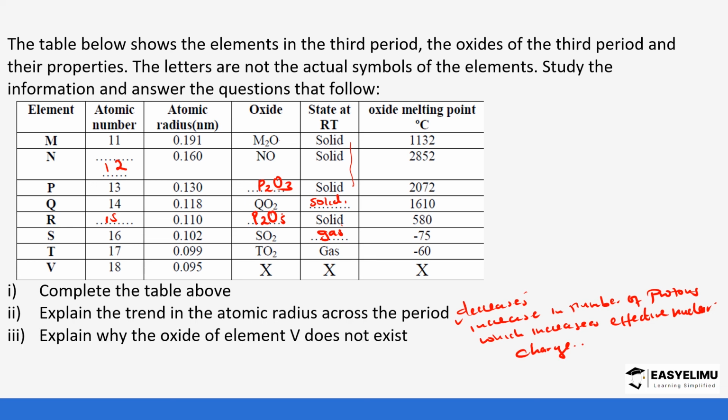Finally, explain why the oxides of V do not exist. Remember, V has 18 atomic electrons, so it's completely full on the outermost shell. So we say it has a stable configuration. So it does not react. And when I say react, it means it does not lose or gain electrons.